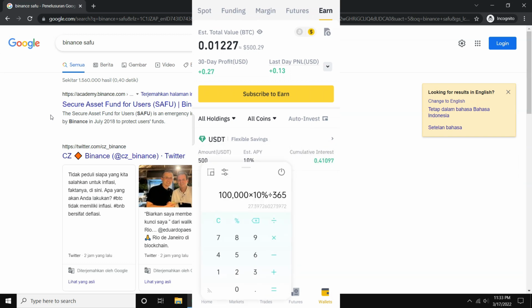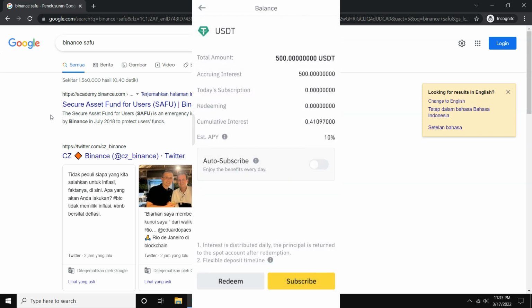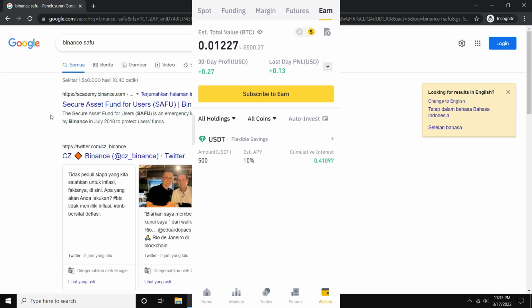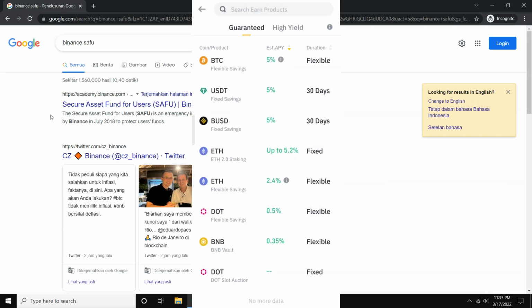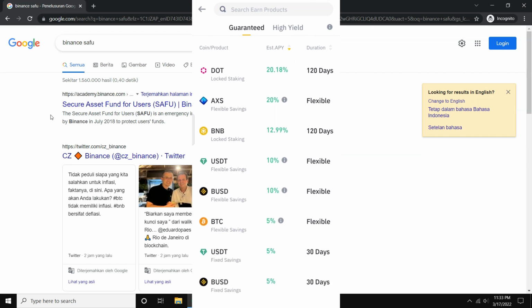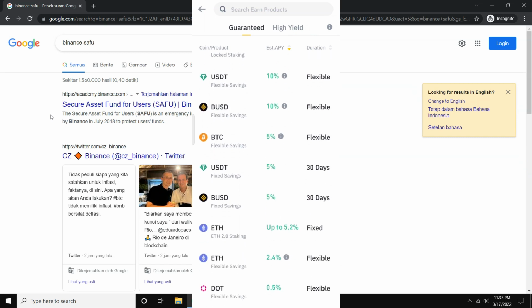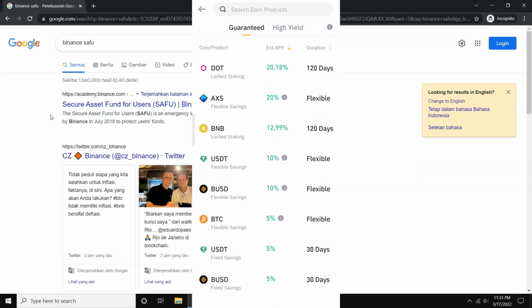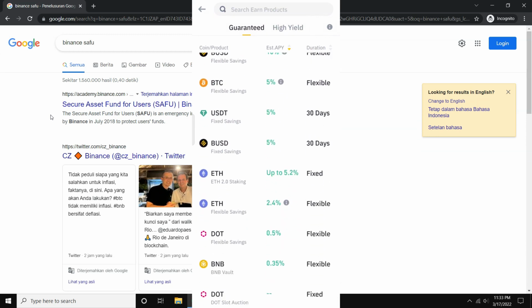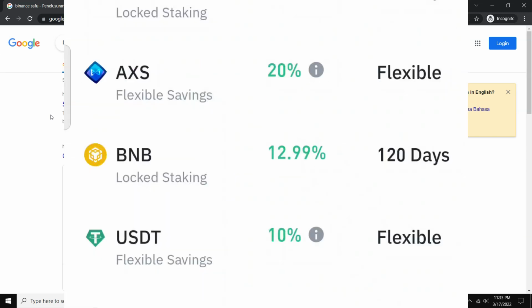And this is definitely much safer than if you play with other coins or if you do trading. But again guys, the estimated APY could change. Okay, this could change. They are subject to change daily. All of these can change. Alright guys, and it's up to you which one you want to choose. You can choose Bitcoin. Bitcoin is 5%. Fixed savings for USDT is like 5%. I personally choose this one, the 10% one. And BNB, I mean BNB is not bad here, it's 13%, 120 days lock staking.